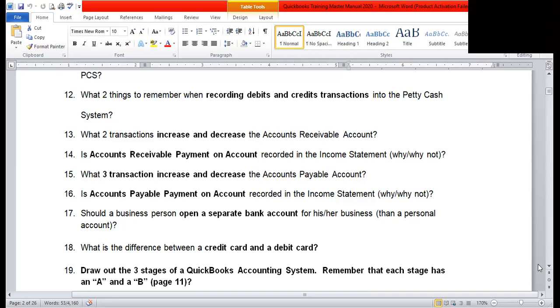Now, what two transactions make up the accounts payable ledger? The charge purchase and the charge expense. Charge purchases and charge expenses, correct. But there's three types of information in the accounts payable ledger. The accounts payable payment account comes at the end. All right, no problem. Okay, what two transactions are in the accounts receivable ledger? Two transactions.